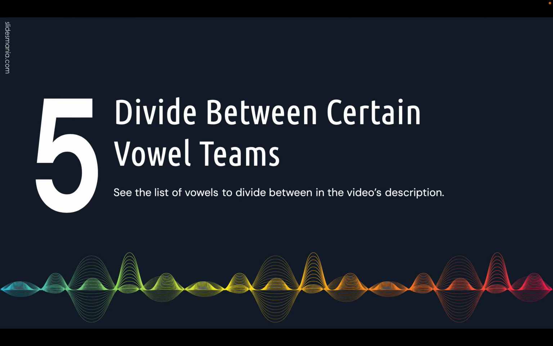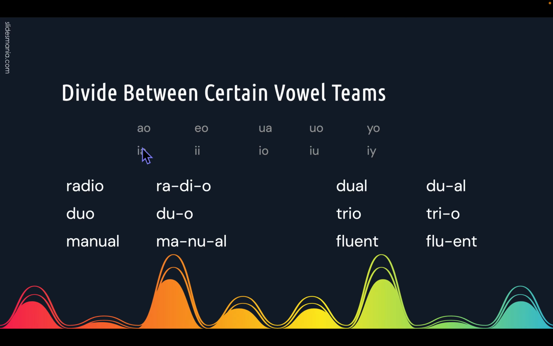Okay, so here is a list of vowel teams that we often divide between. So right here we have the word radio. And we're going to divide between the I and the O. When we're dividing between these vowel teams, these I's take on the long E sound many times. So we get radio.